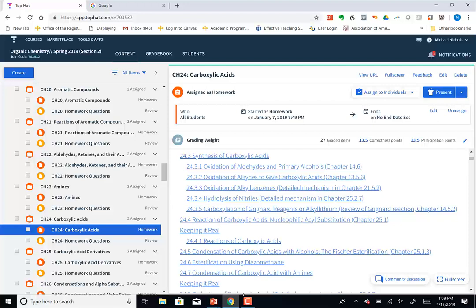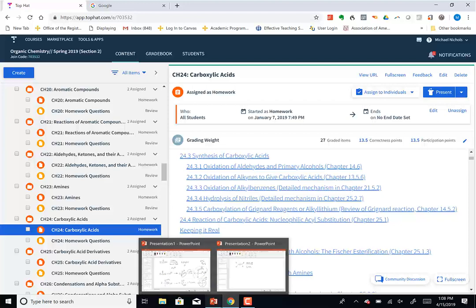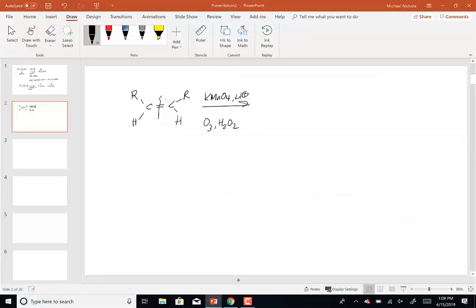Let's see, oxidation of alkyl benzenes. So I want to take an alkyl benzene and I want to convert it to a carboxylic acid. What should I use there?